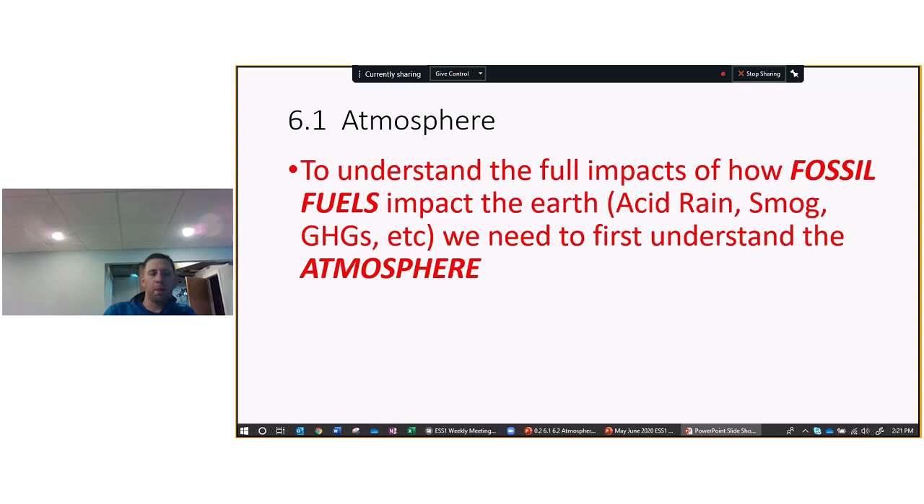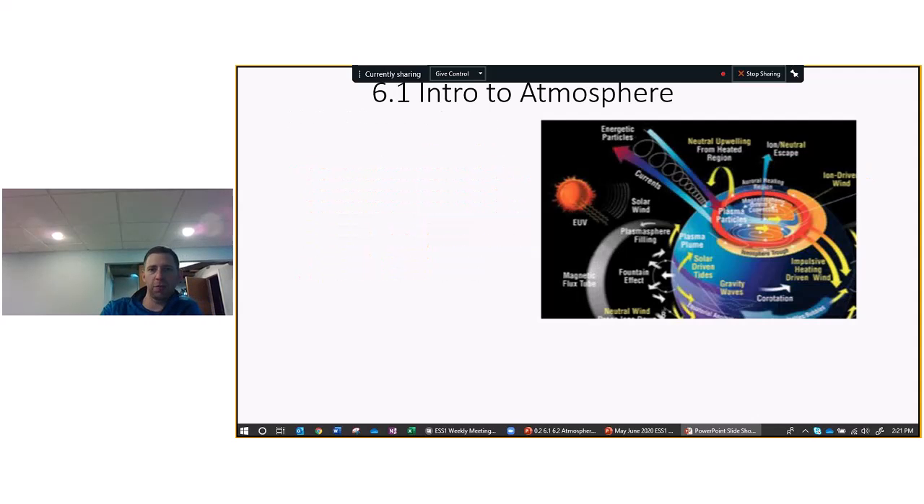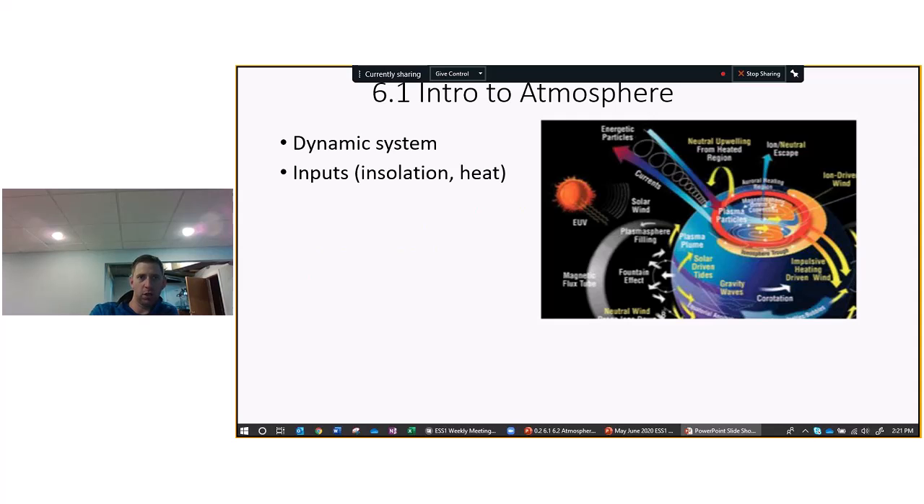All right, so again, we're going to talk a lot about fossil fuels at the end of this unit with acid rain and smog. Obviously, greenhouse gases, which will come up when we learn about climate change. But we have to first have an understanding of the atmosphere, and so that is this: it's a dynamic system, meaning it's not static; it is changing.